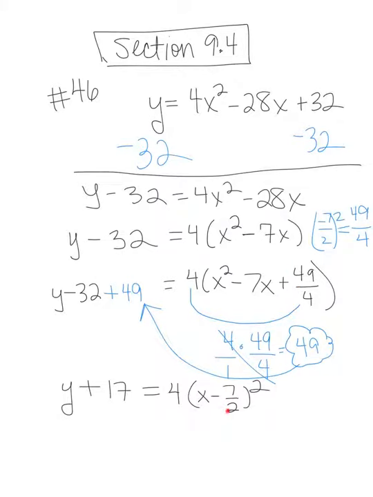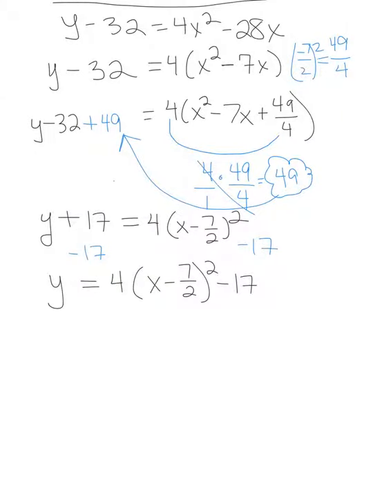And then if you have negative 7 halves plus negative 7 halves, it gives you negative 14 over 2, which simplifies to negative 7. All right, we're almost there. We just need to subtract the 17 from both sides. And your final equation in vertex form is y equals 4 parentheses x minus 7 halves squared minus 17.